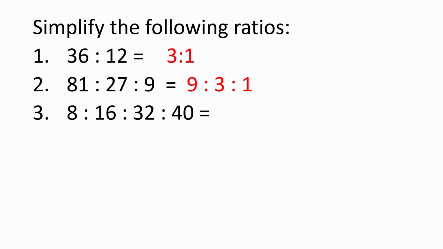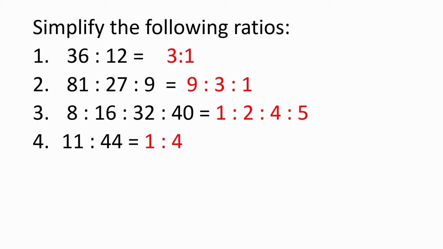Let's have number 3. We have 8:16:32:40. So I will give you 2 seconds to think of your answer. So we have 1 is to 2 is to 4 is to 5. We divide each by 8. Good. Number 4, 11 is to 44. Let's check your answer. Oops, we have 1 is to 4. Did you get it right? I hope so.